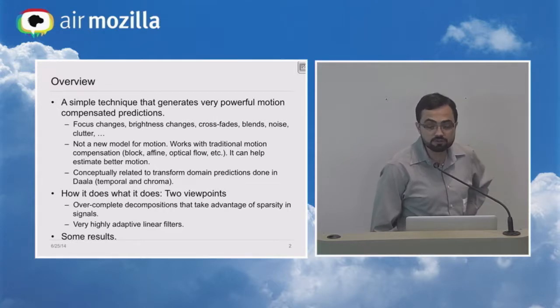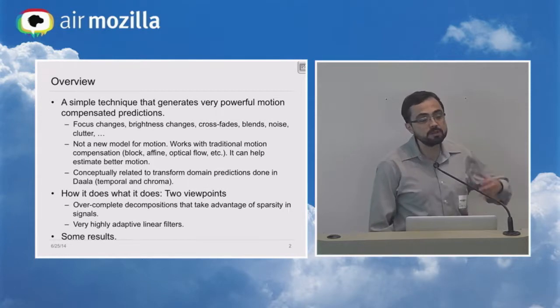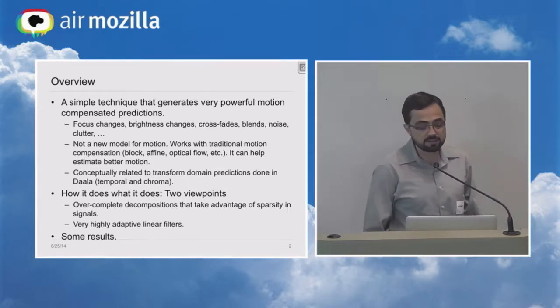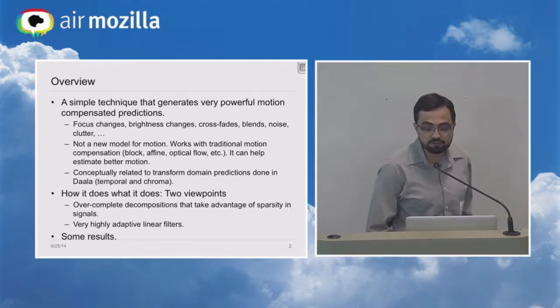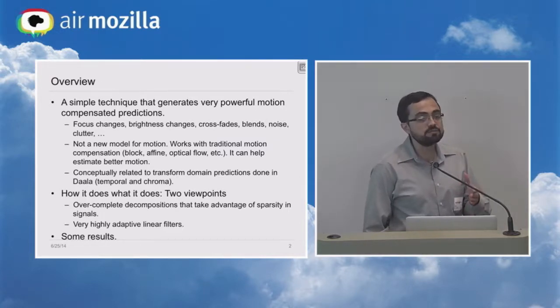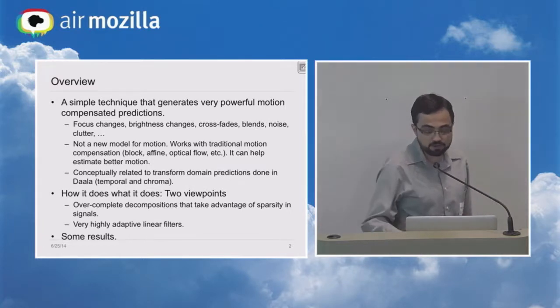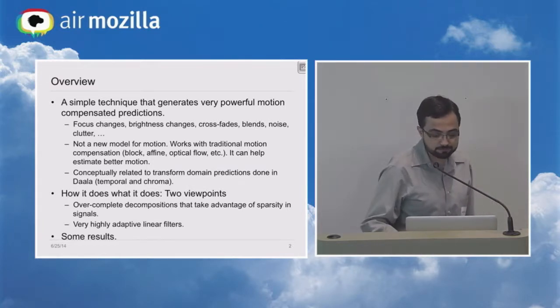I'll then talk a little about how the technique does what it does. There are two viewpoints of that, and both are very useful. One viewpoint explains certain types of things the technique can do, especially with structured interference. The other viewpoint establishes what type of linear distortions the technique can correct. And at the end, I'll show you some results.